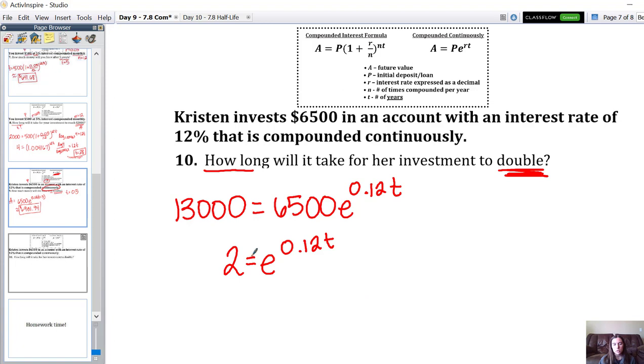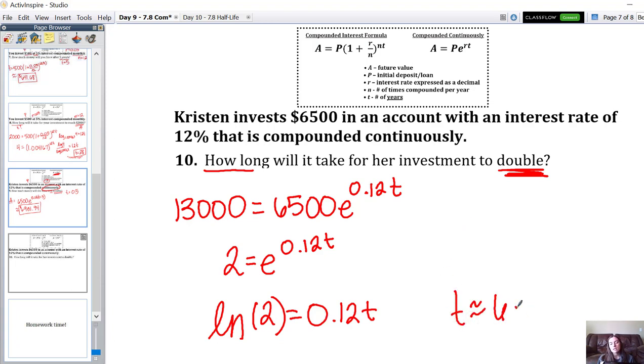Then again, I'm going to change this to a log. My base this time is e, so we can use the natural log. Inside of that natural log, I'm going to put the 2 and the log is equal to the exponent, which is 0.12t. Then I'm going to figure out natural log of 2 in my calculator and divide that by 0.12, and I get 5.7762. But since we're talking about a number of years, I'm going to round up. So t is approximately 6 years.